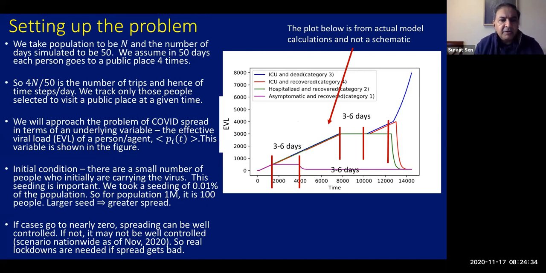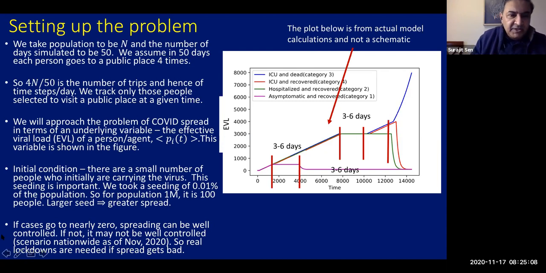The initial condition part of it is very important. There are a small number of people who initially must carry the virus, and if this number is not terribly small, essentially not killed off, then the growth rate can get really bad. And that may be what we are seeing now. In fact, I'm reasonably convinced that's what we are probably seeing now. We took a seeding of 0.01%. So if you take a population of a million, 10 to the 6, 0.01% would be 10 to the minus 4 of the population, so that's about 100 people.